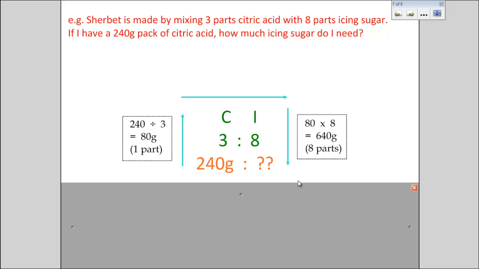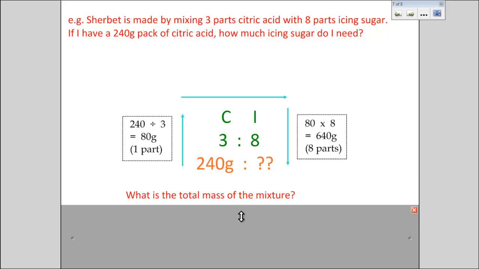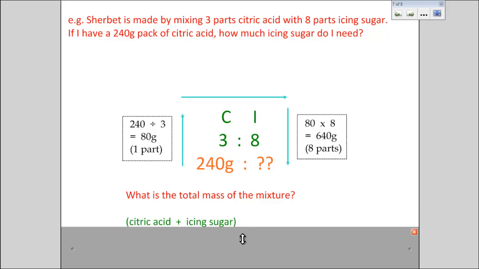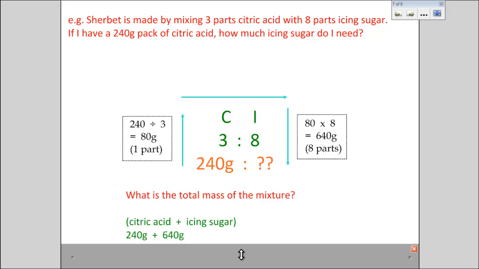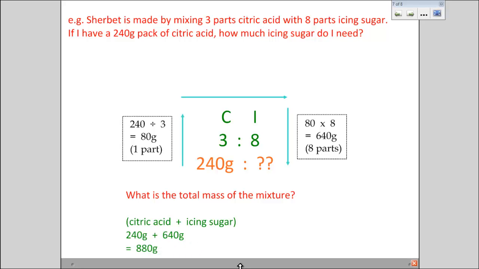Now another question that you might be asked as an add-on to this could be, what is the total mass of the mixture? In that case you're just going to add your citric acid and your icing sugar, which you figured out, 240 and 640, which is 880 grams.